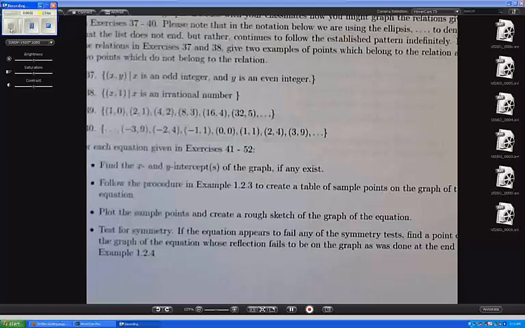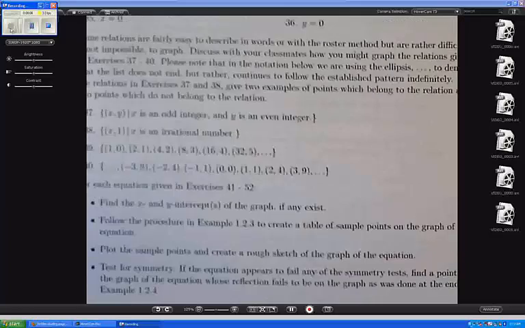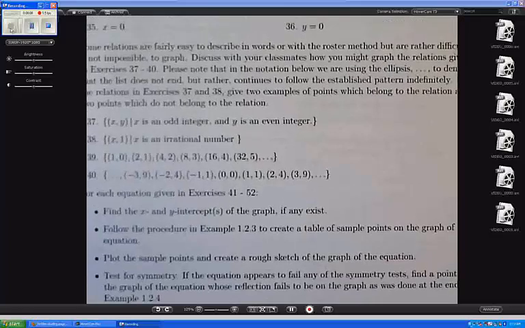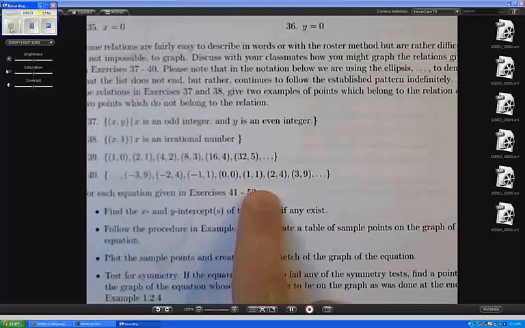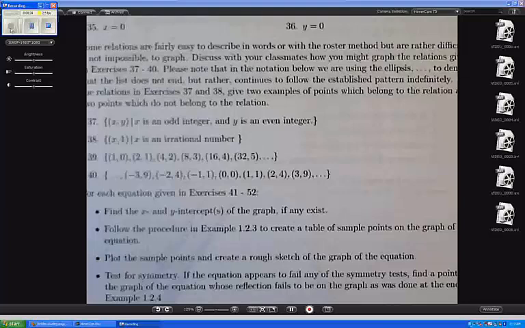Okay. Discuss with your classmates. Oh, good thing you brought it up. How you might graph the relations that are given here. They didn't really give me a rule. They didn't give me the set of x comma y such that. They just listed a bunch of points, right? And so, I don't know. I can start plotting those points. Did anyone do that? Anyone start plotting the points that were listed?